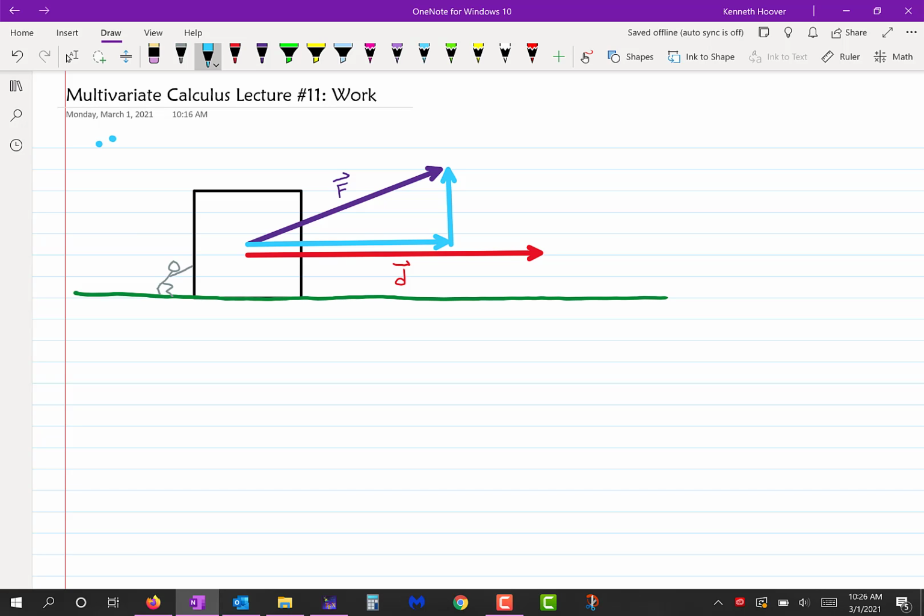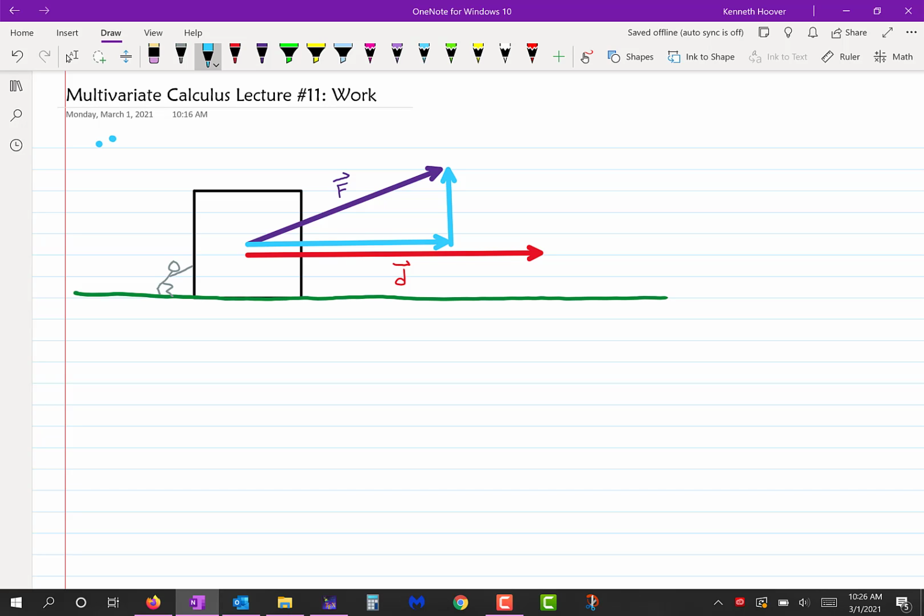In other words, the vertical component of his force is doing no work whatsoever. It's being wasted. Now don't worry about the friction of the box sliding on the ground. We're not talking about that situation. We're assuming here that this is frictionless, okay?